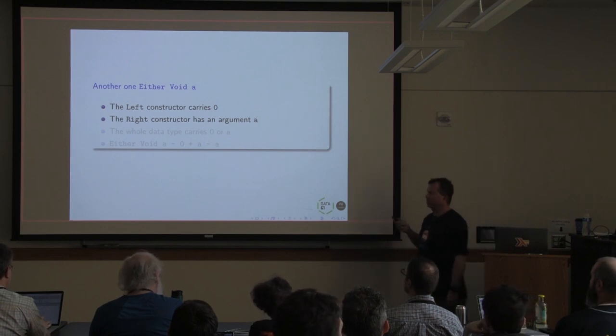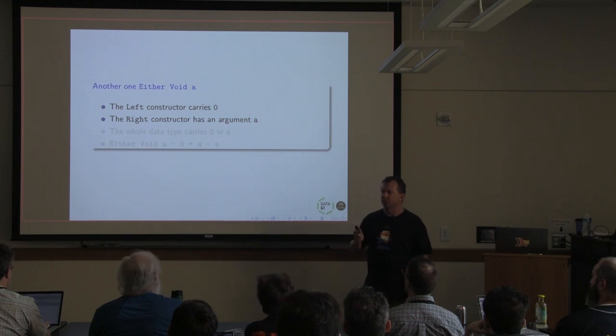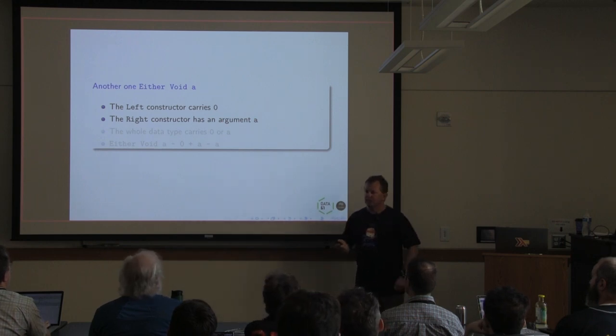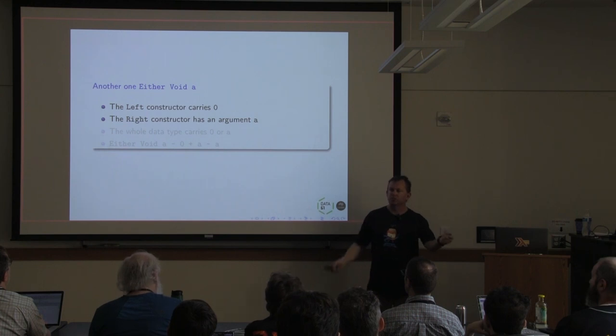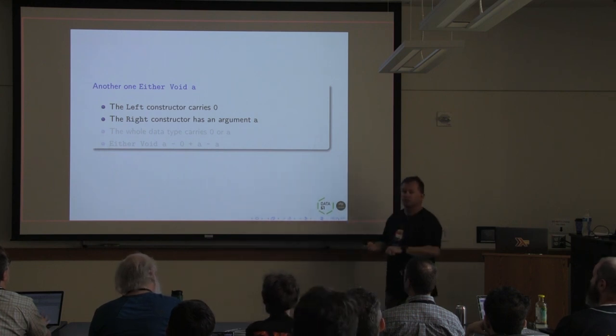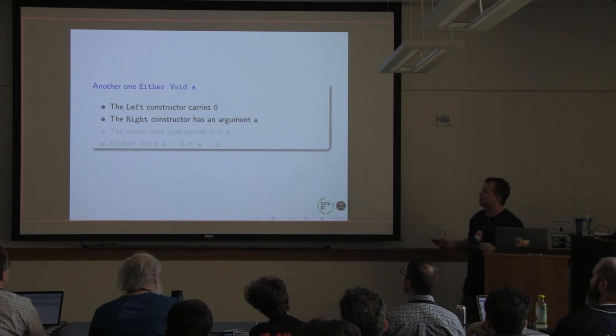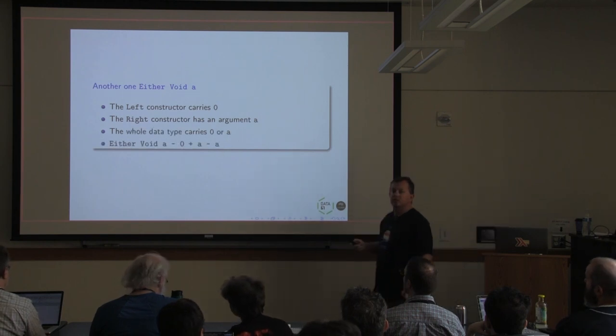If I'm thinking of a value of the type Either Void Bool, that's the same thing as saying I'm thinking of a Bool. I can't be thinking of a Left because I can never construct a Void to put in there. So I'm thinking of either Right True or Right False. So 0 plus A equals A.